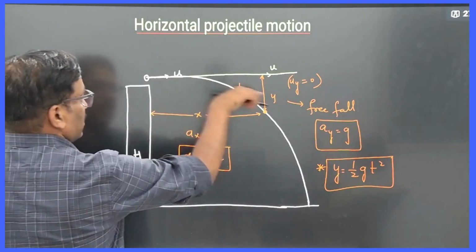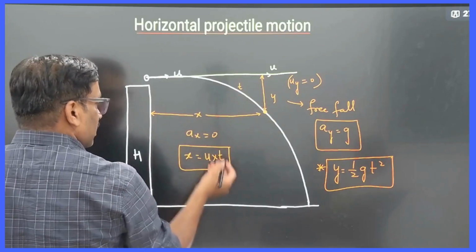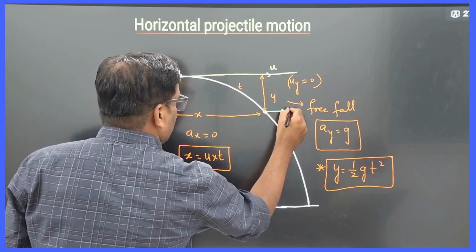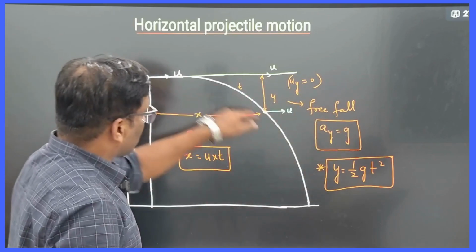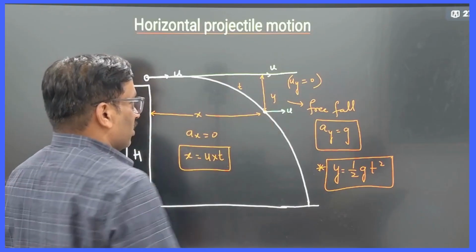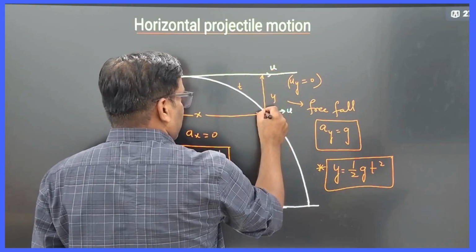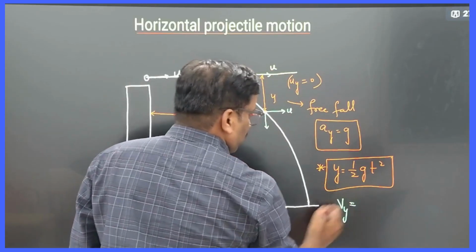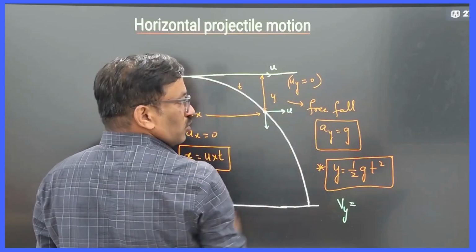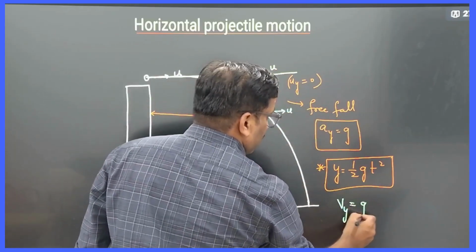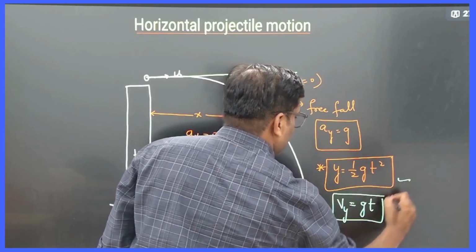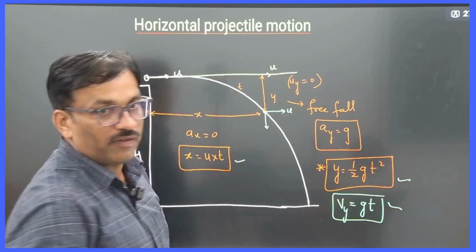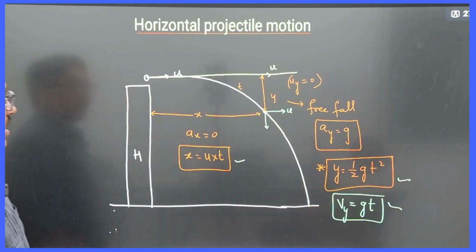Now you can calculate the velocity along the x-axis and y-axis. Velocity is not going to change along x because acceleration is 0. At every point, the horizontal velocity is u only. What is the vertical velocity now? Here it is a free fall, therefore at this point it attains the velocity vy, where v is equal to u plus at. u is 0, therefore vy is equal to gt. These equations are enough to solve any type of problem on this.